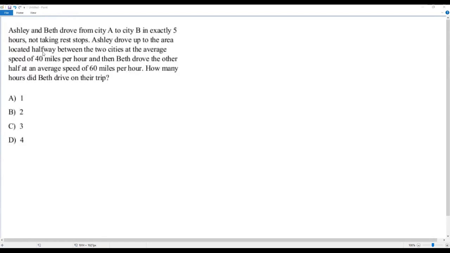Okay, now let me draw a line which represents the total distance from city A to city B. Let's say that city A is over here and city B is over here. And now let me take a point between A and B, that is M. And also let me assume M is the midpoint of AB, that is the length of AM and the length of MB must be equal. And since AB represents the distance between the two cities A and B, AM represents the first half, which is driven by Ashley, and MB represents the second half, which is driven by Beth.